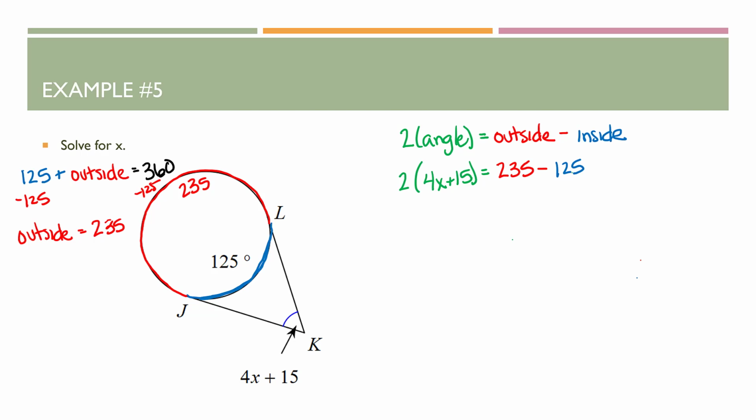And now we're solving for x. Distribute the 2. 235 minus 125 is 110. Solving for x, subtract 30 from each side. So 8x equals 80, and then divide by 8. So x equals 10.